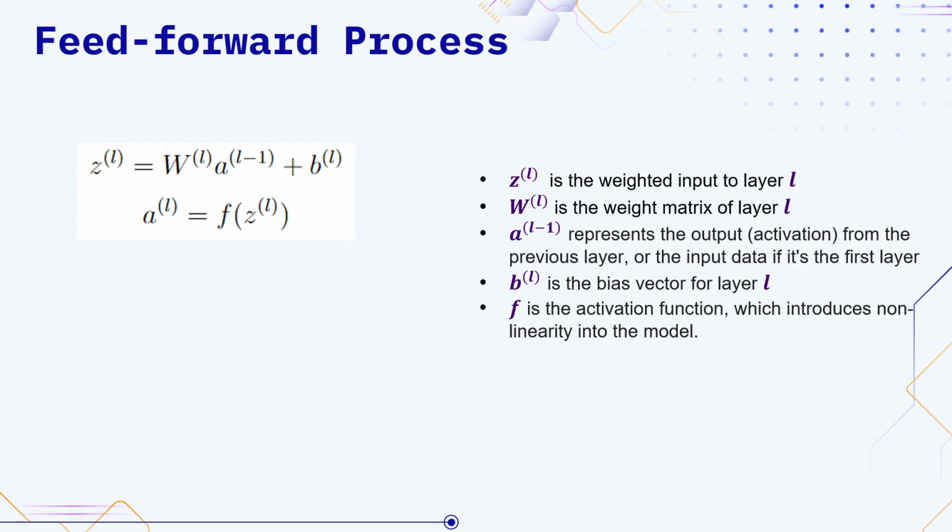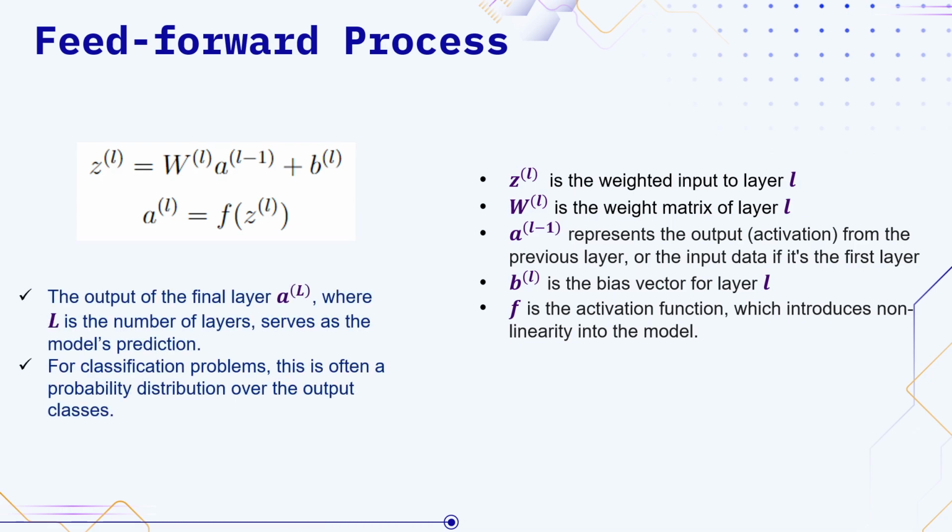ZL is the weighted input to the layer L. WL is the weight matrix of layer L. A of L minus 1 represents the output activation, or the activated output from the previous layer, or the input data if it's the first layer. BL is the bias vector for each layer, taking into consideration that each neuron in the layer L has its own bias. F is the activation function. Keep in mind that each layer has its own activation function.